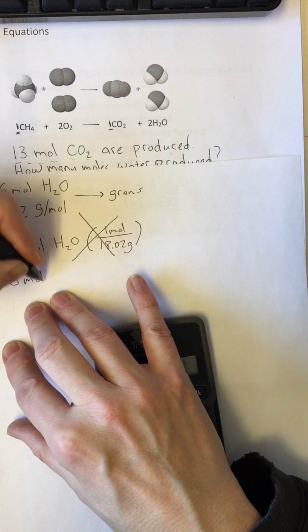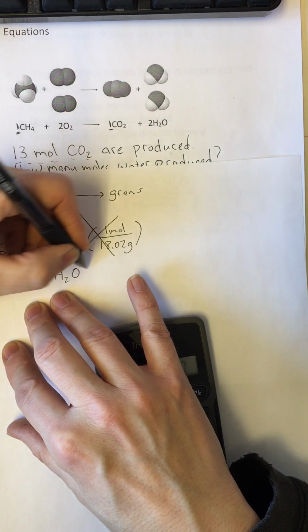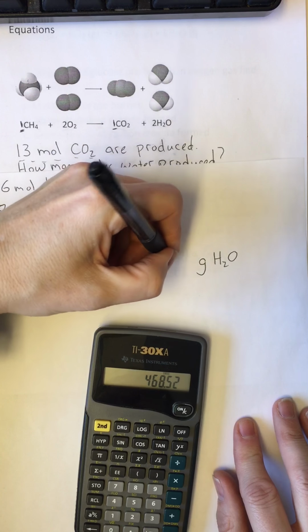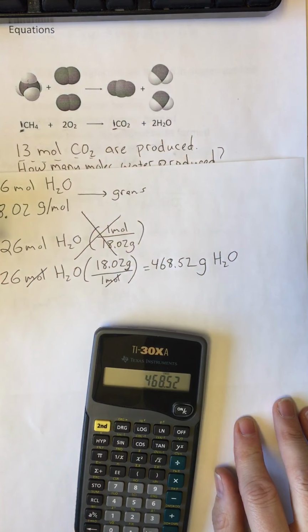26 moles of water times 18.02 grams per 1 mole. Now the dimensional analysis helps. Moles, moles, grams are remaining, grams of water. So 26 times 18.02, 468.52 grams. But again, your criticism of my significant figures is valid.